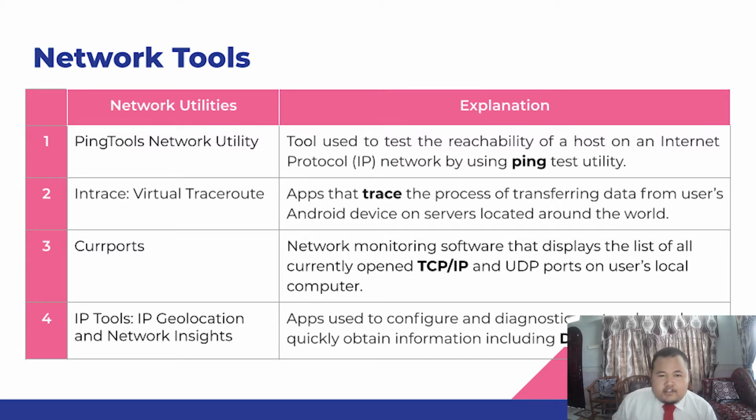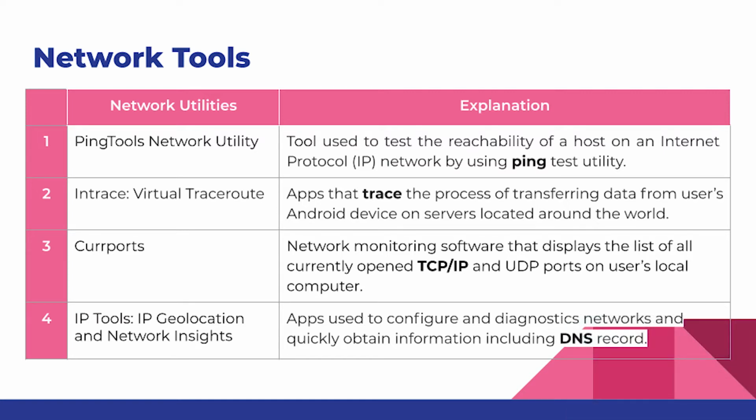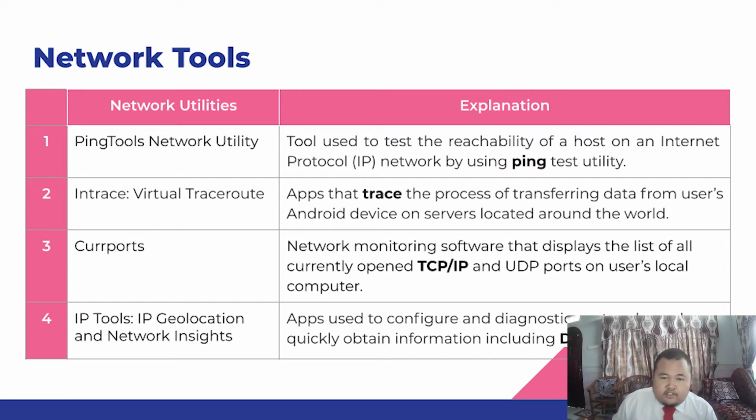Next, other than ping and network route, Currports has also been selected to know the protocol and address of a website. This network tool will show a list of all TCP/IP and UDP ports that are currently open on the user's local computer, and IZZUDDIN will expand on this. Then the last tool we chose was IP Tools, IP Geolocation and Network Insights. This tool is used to configure and diagnose networks as well as quickly obtain information, including the NS record, and will be explained by ARIF hereafter.